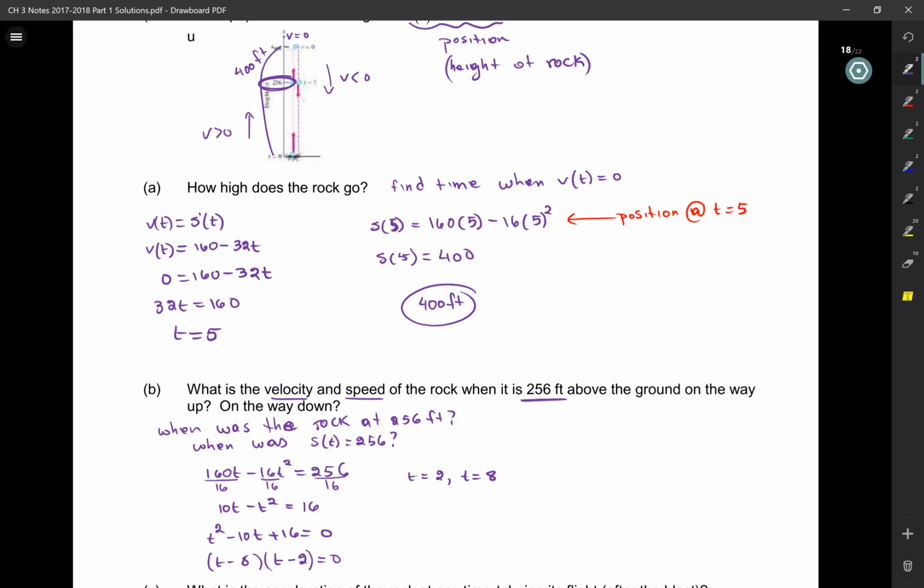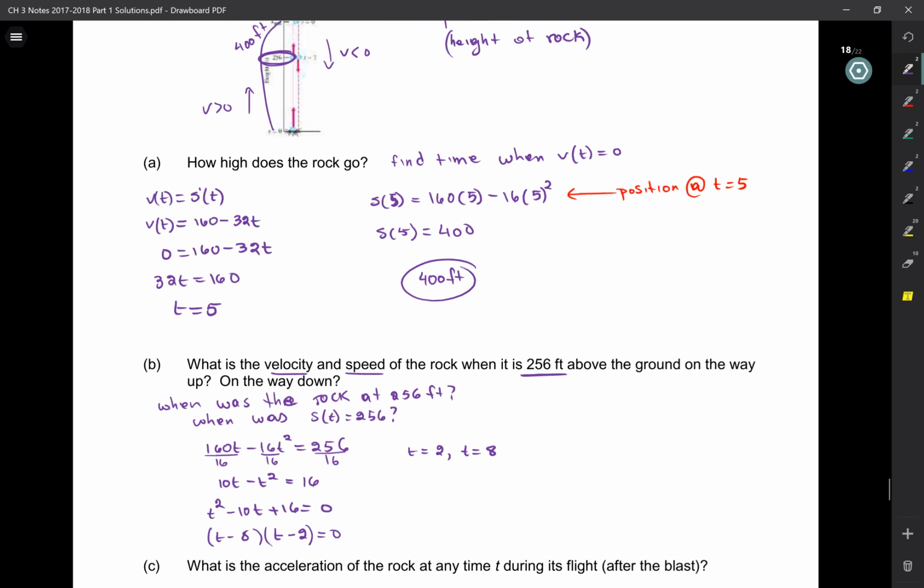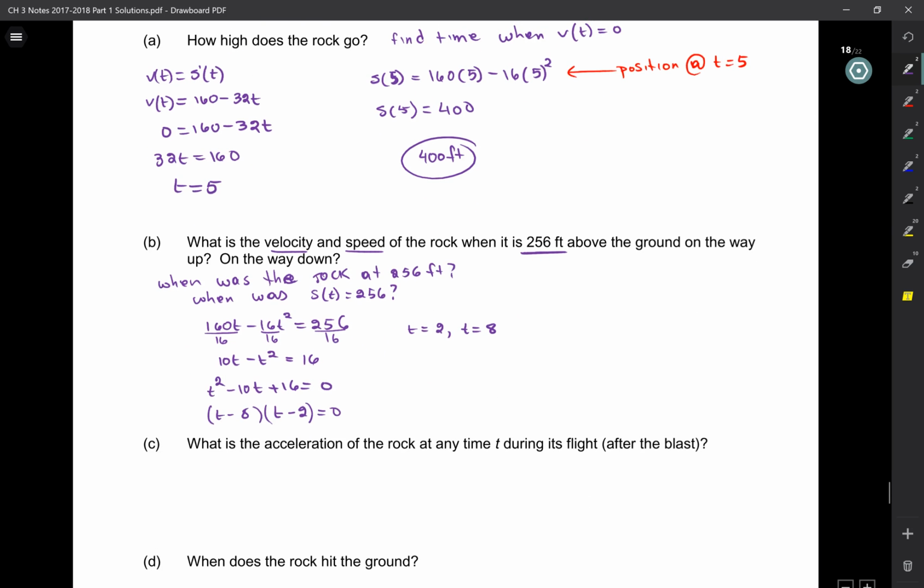Okay, so now, we lost sight of what we were looking for. What is it that we were looking for? The velocity and the speed. So, on the way up. Now we can plug it into the V, right? Yes, we can. And we already know it. On the way up, we want v of 2, which is equal to what? What was our velocity?